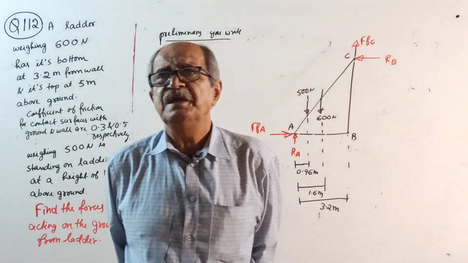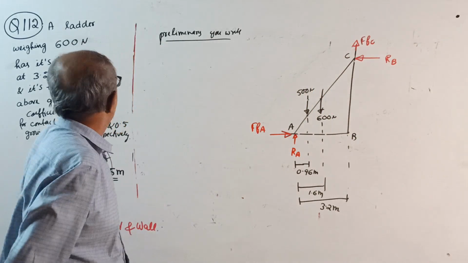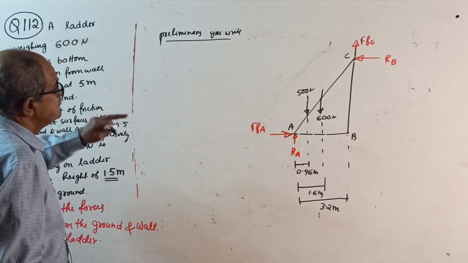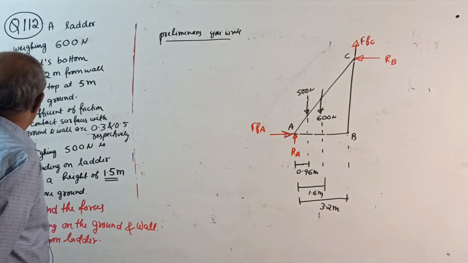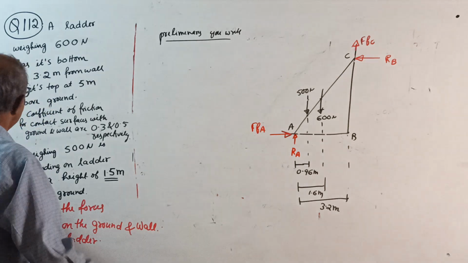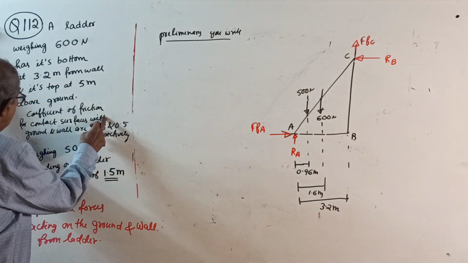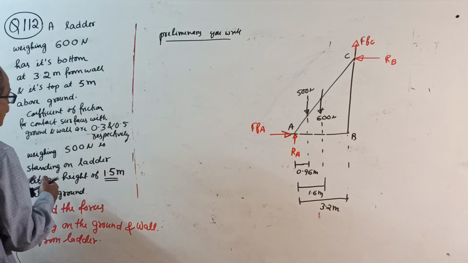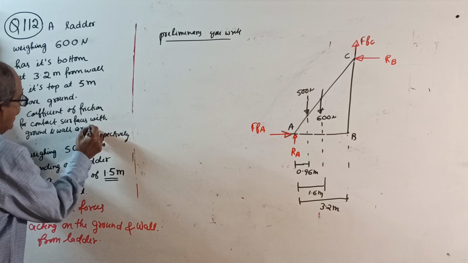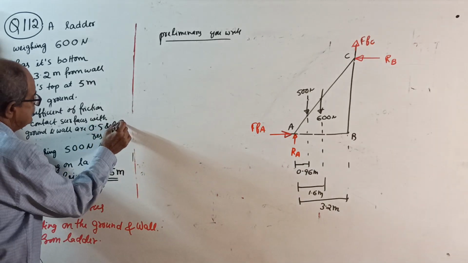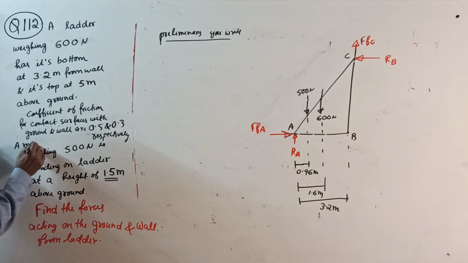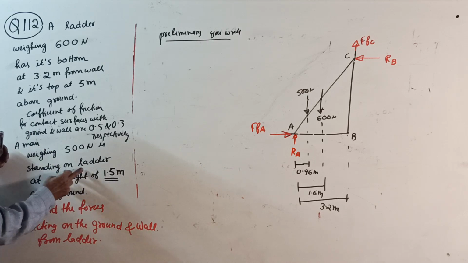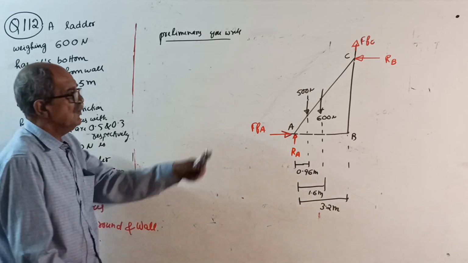Last question of engineering mechanics, question 112. Same data I am giving. A ladder weighing 600 Newton has its bottom at 3.2 meters from the wall and its top at 5 meters above ground. Coefficients of friction for the contact surfaces with the ground and wall are, I will interchange now, ground is rough, 0.5 and 0.3 respectively. Next. A man weighing 500 Newton is standing on the ladder at a height of 1.5 meter.